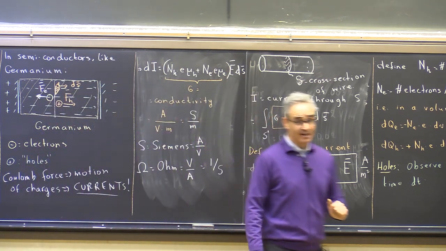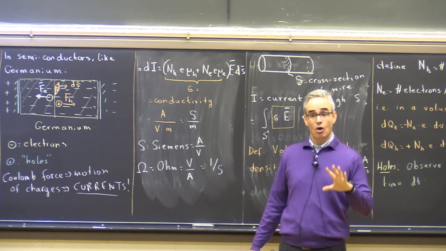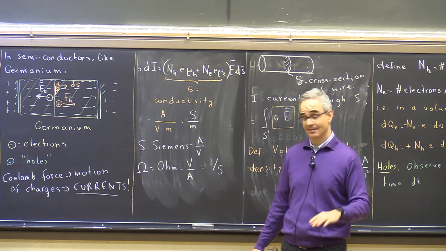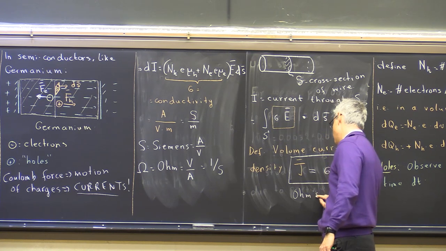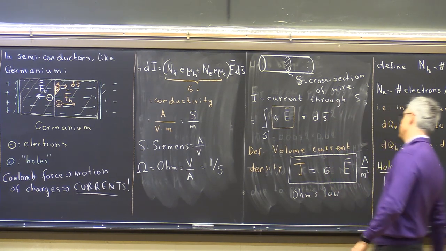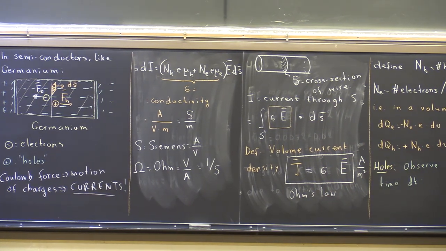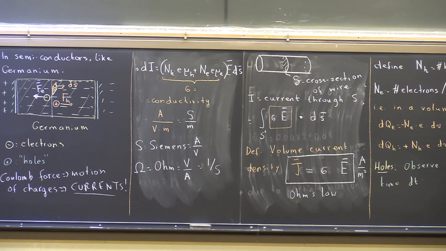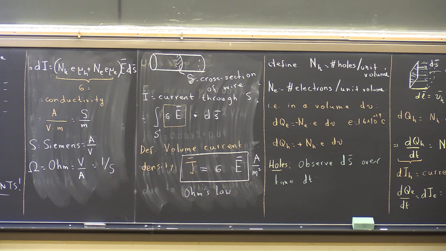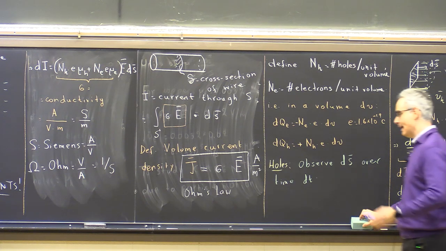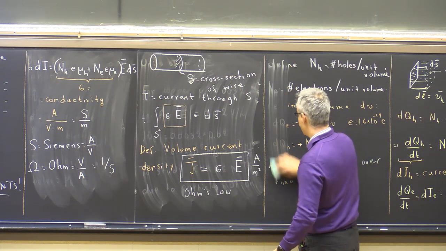So this, in fact, is Ohm's law. So this is Ohm's law, or the field form of Ohm's law. You see, it relates a current related quantity on the left with the voltage related quantity on the right through a linear relation, just like V equals RI or I equals V over R.